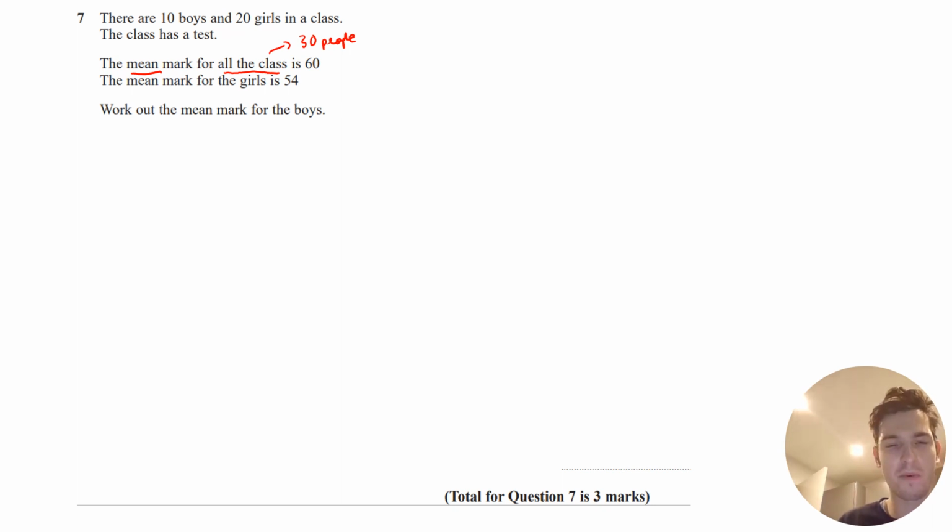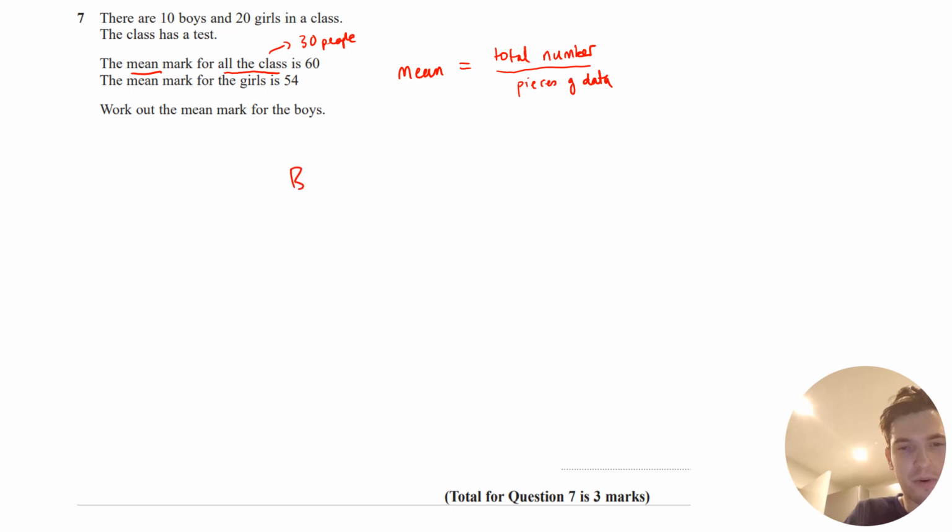Okay, so whenever I'm doing mean, I'm going to put my results in a table. So I know, let's just remind myself, the mean is the total number of marks, so the total number divided by the number of pieces of data. So let's put all of this in a table. So I've got the boys, I've got the girls, and then the whole class. And I've got the number of pieces of data.